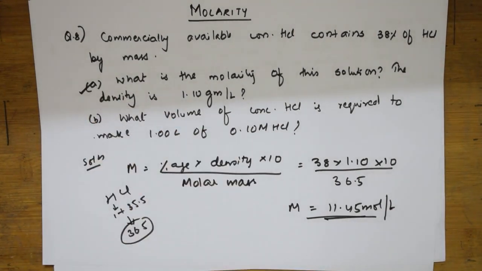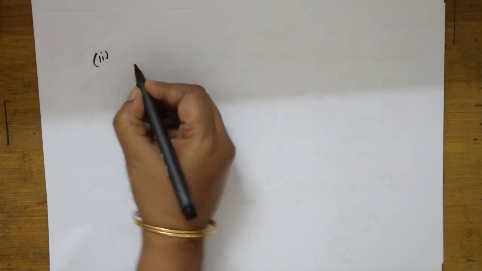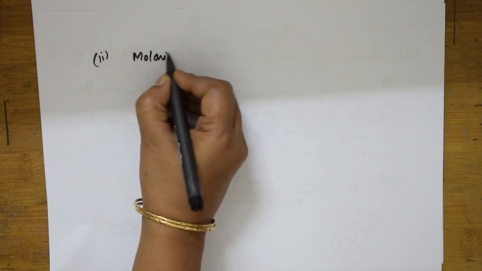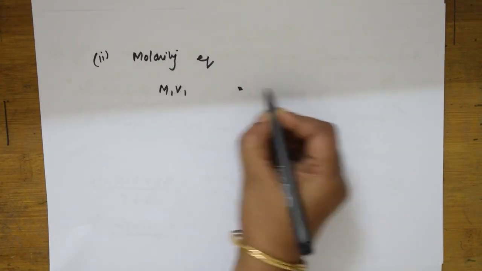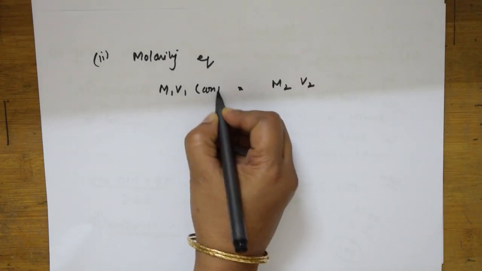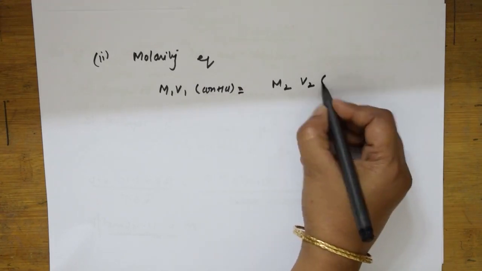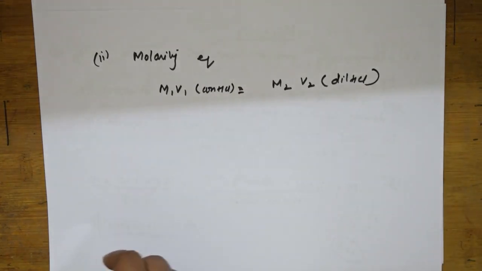First part is over, second part I'll do. What volume of concentrated HCl is required? So when I'm asked to find the volume, in the second concept, we have the molarity equation, isn't it? So let us write according to the molarity equation. Molarity equation is M1V1 is equal to M2V2. Now M1V1 we will take for concentrated HCl, M2V2 we will take for dilute HCl. Okay, yes. So what do we require?